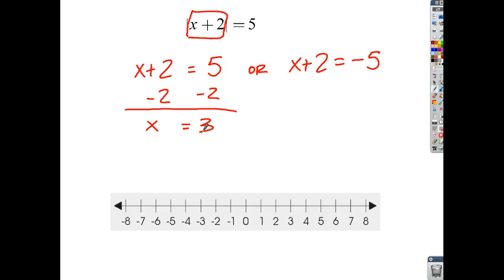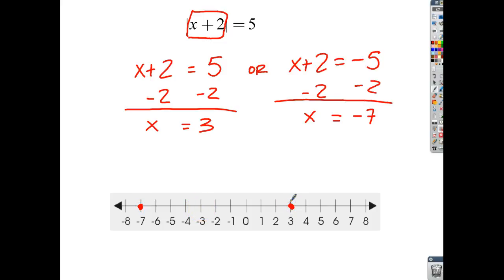Could be 3. Or I could look at this, and I could subtract 2 from both sides. And I look at this, I say, or x could be -7, right? Either one of those. Let's try it. Let's plug it back in. So let's see. If I try, I'm saying it's either at -7, right? Or I'm saying it's at +3, right?